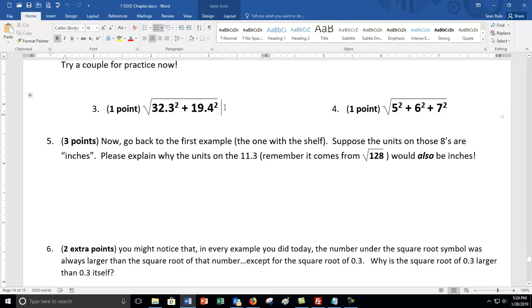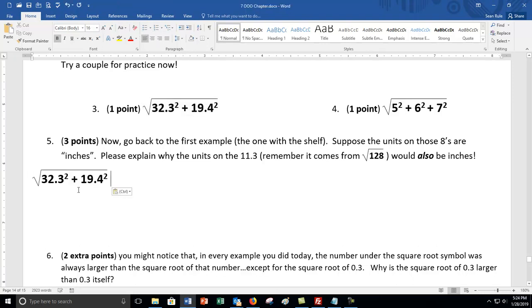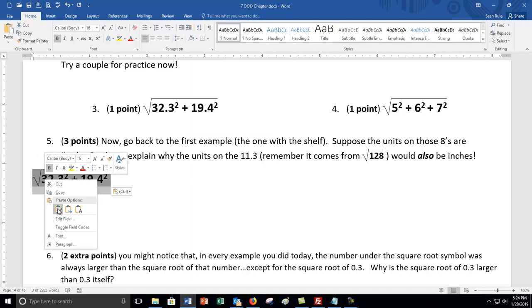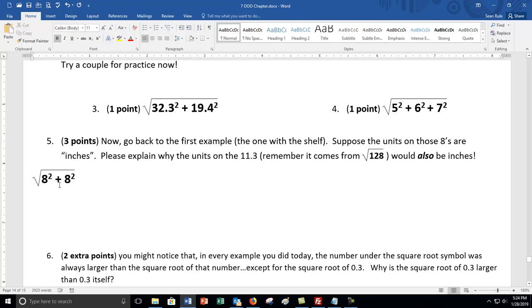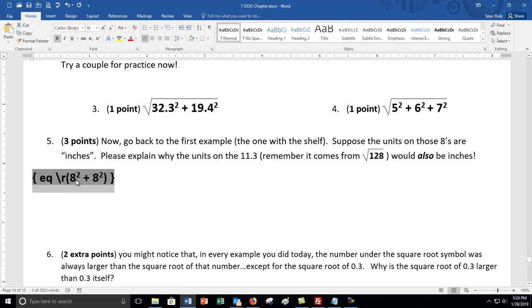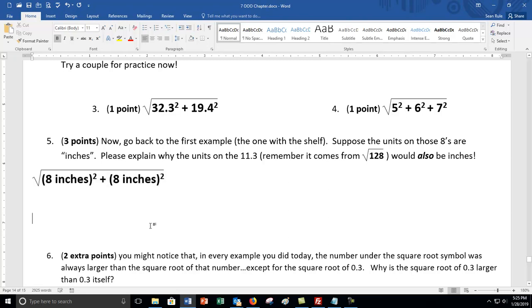So let me see if I can explain this by typing. I'm going to take out this. I'm going to toggle this. And I'm going to replace this with 8 squared plus 8 squared. Okay, because that's really what the original problem is. But that's where it gets interesting, because it really isn't 8. It's 8 inches squared. I'm going to try something. It might not work. Let's see if it gives me an error on this. And if it gives me an error, I'll do it a different way. Oh, it worked. Okay, that worked just fine.